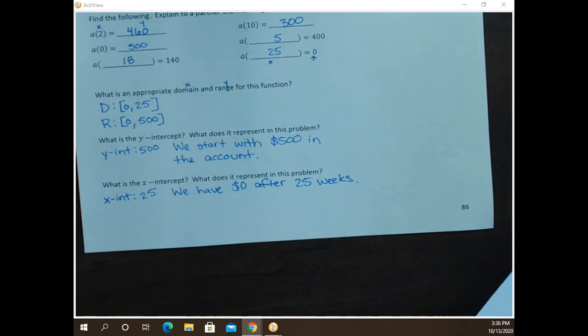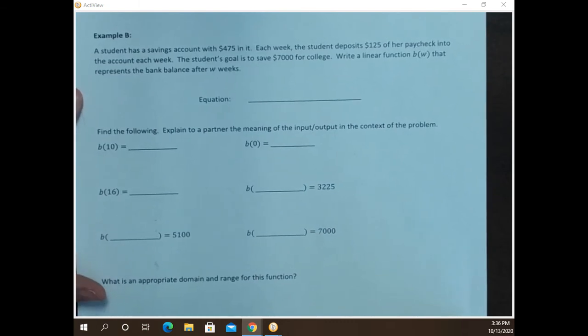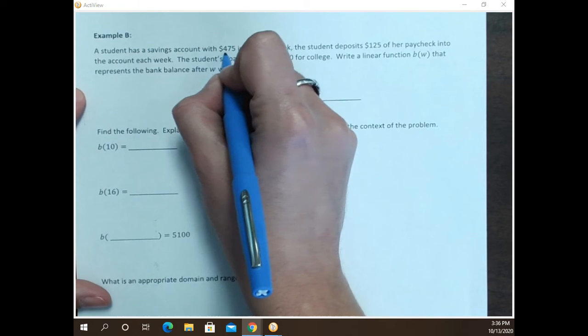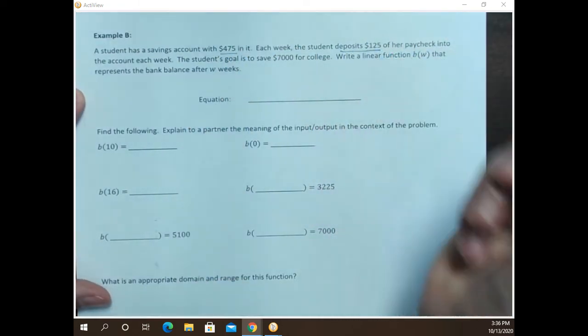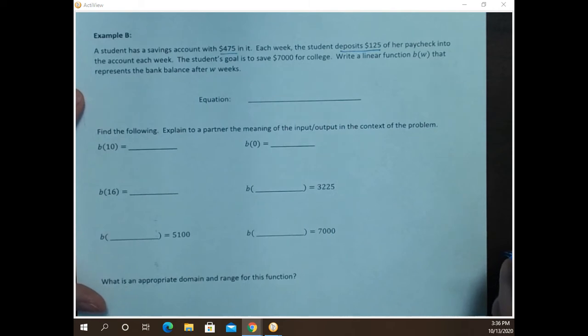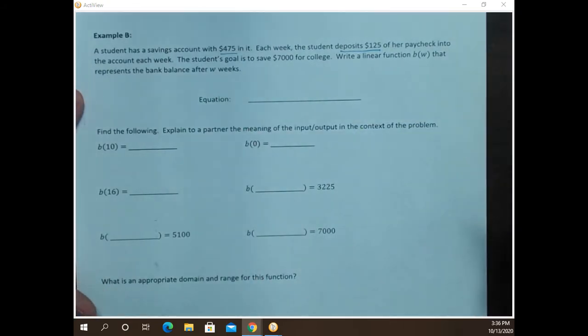We have one more problem we're going to look at today. We're looking at another bank account problem, but this time instead of taking money out of the account, we're going to put money into the account. So our savings account starts with $475, and then each week we're going to deposit $125 from our paycheck. So we're adding to this total every week. Our goal is to save $7,000 for college. Write a linear function that represents our bank balance.